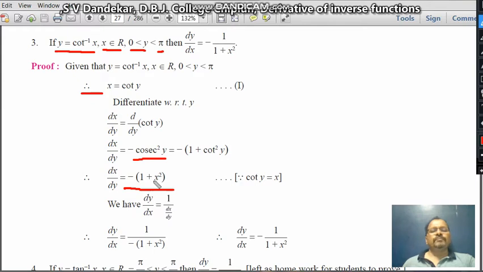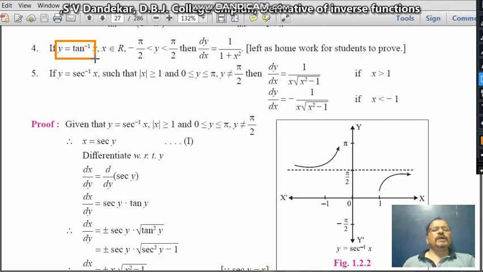We have dy by dx is equal to 1 upon dx by dy by the theorem that we have studied, and therefore dy by dx is equal to 1 upon -(1 plus x square), that is dy by dx is equal to -1 upon 1 plus x square.